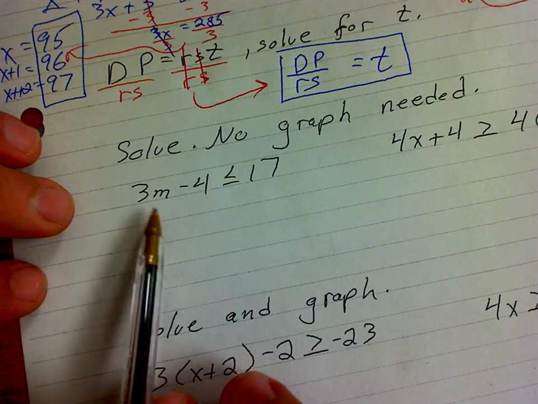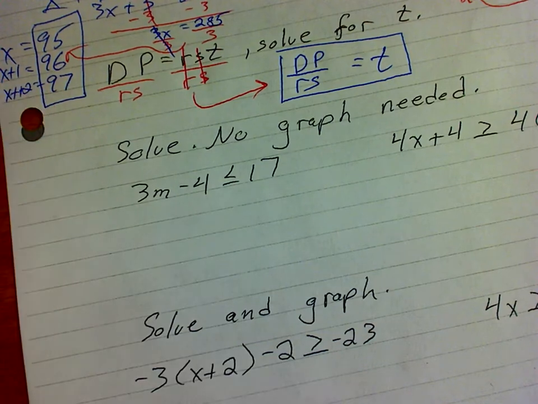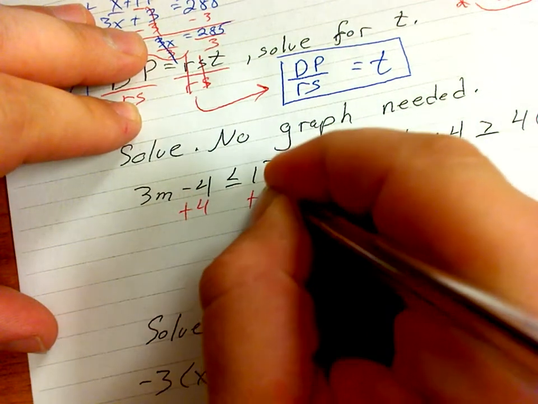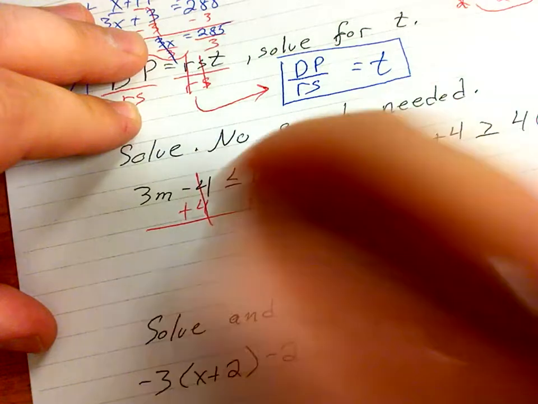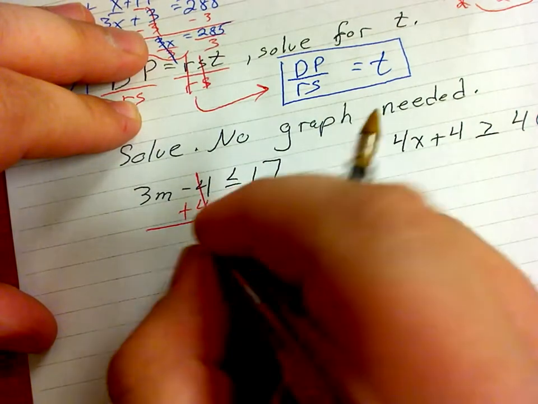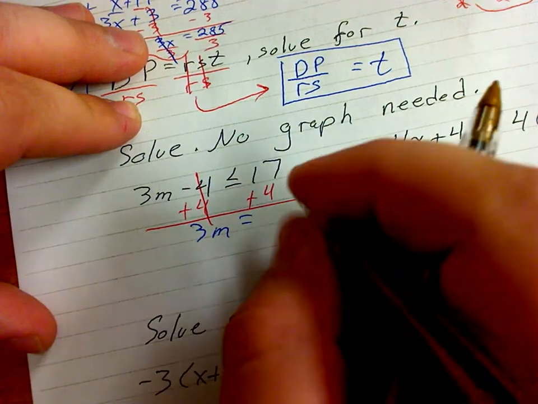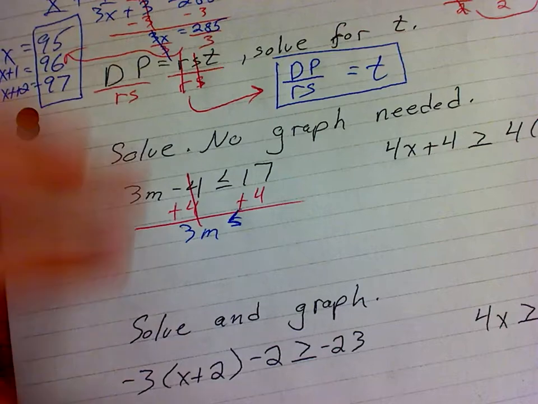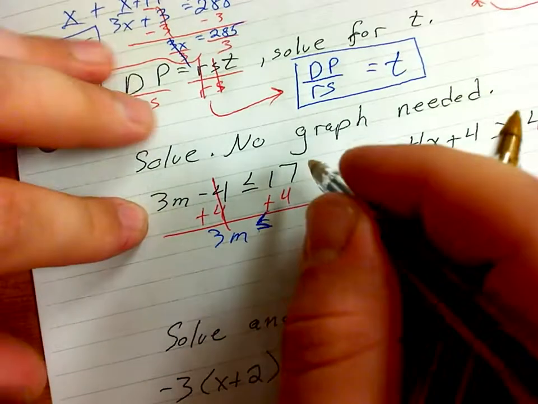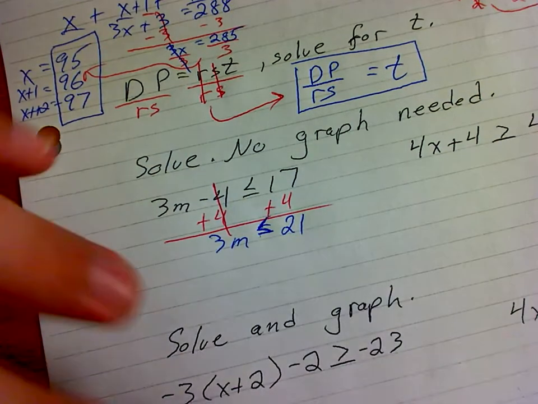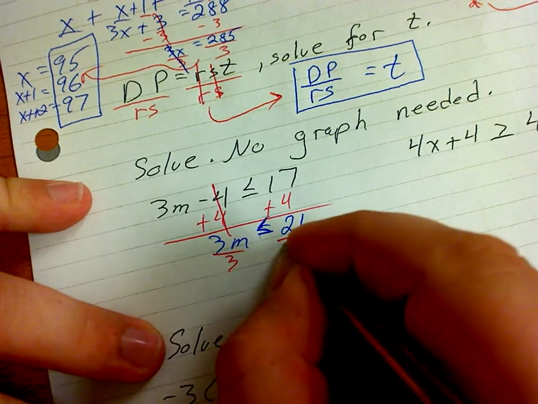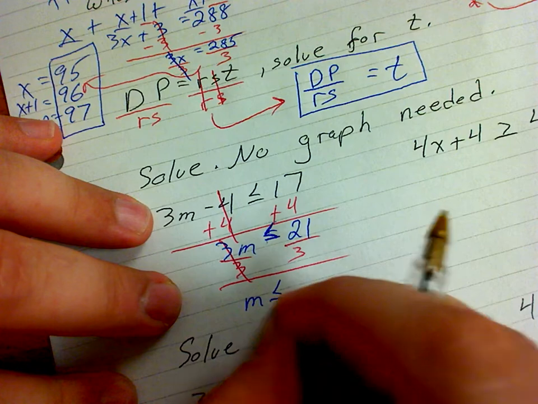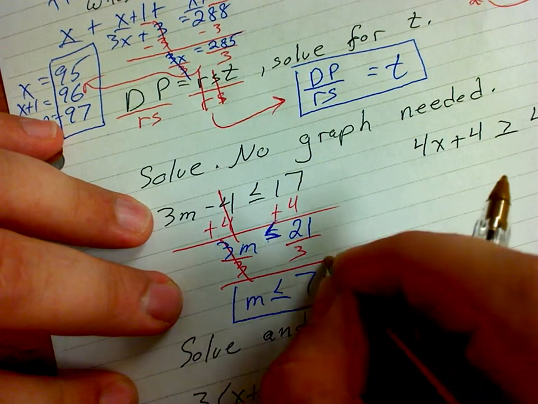Okay? So we have 3m minus 4 is less than or equal to 17. So what we'll do here, once again, we got to get rid of the minus 4. We'll get rid of that by adding 4 to both sides. 4's cancel out on the left, leaving us with 3m is less than or equal to 17 plus 4, which is 21. And then finally we get rid of the times 3 by dividing by 3 on both sides. 3's on the left cancel out, leaving us with m is less than or equal to 7.